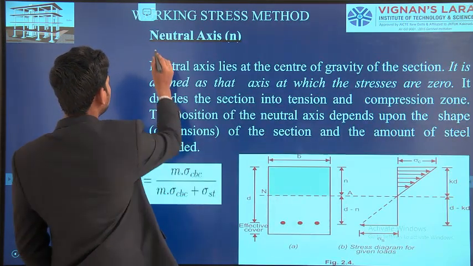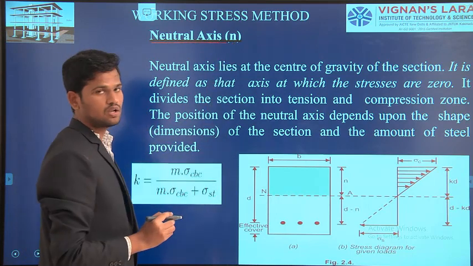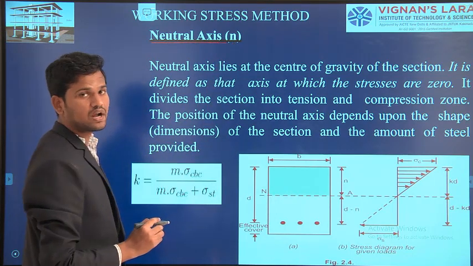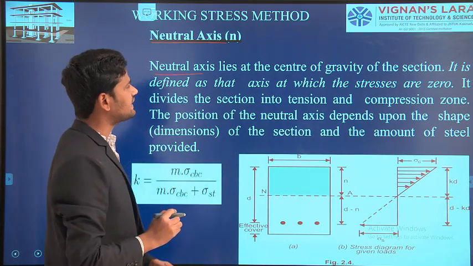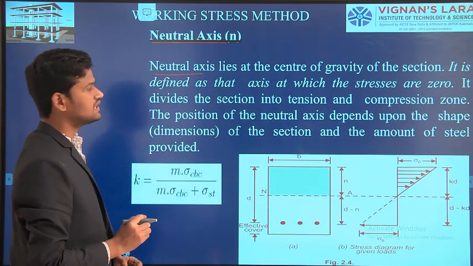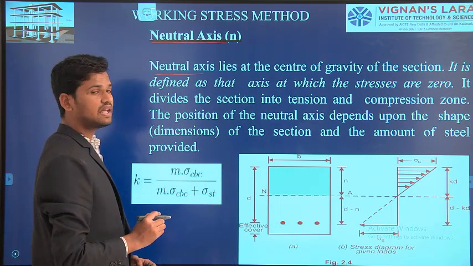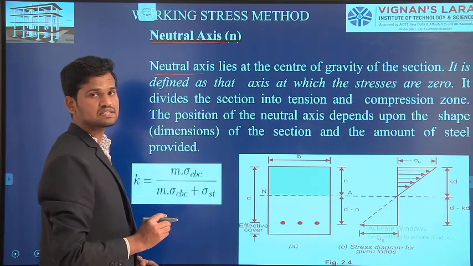And if you see here, we are discussing one more column, neutral axis. Here we will discuss what is meant by neutral axis. First see the definition. Neutral axis lies at the center of gravity of the section. It is defined as the axis at which the stresses are zero.